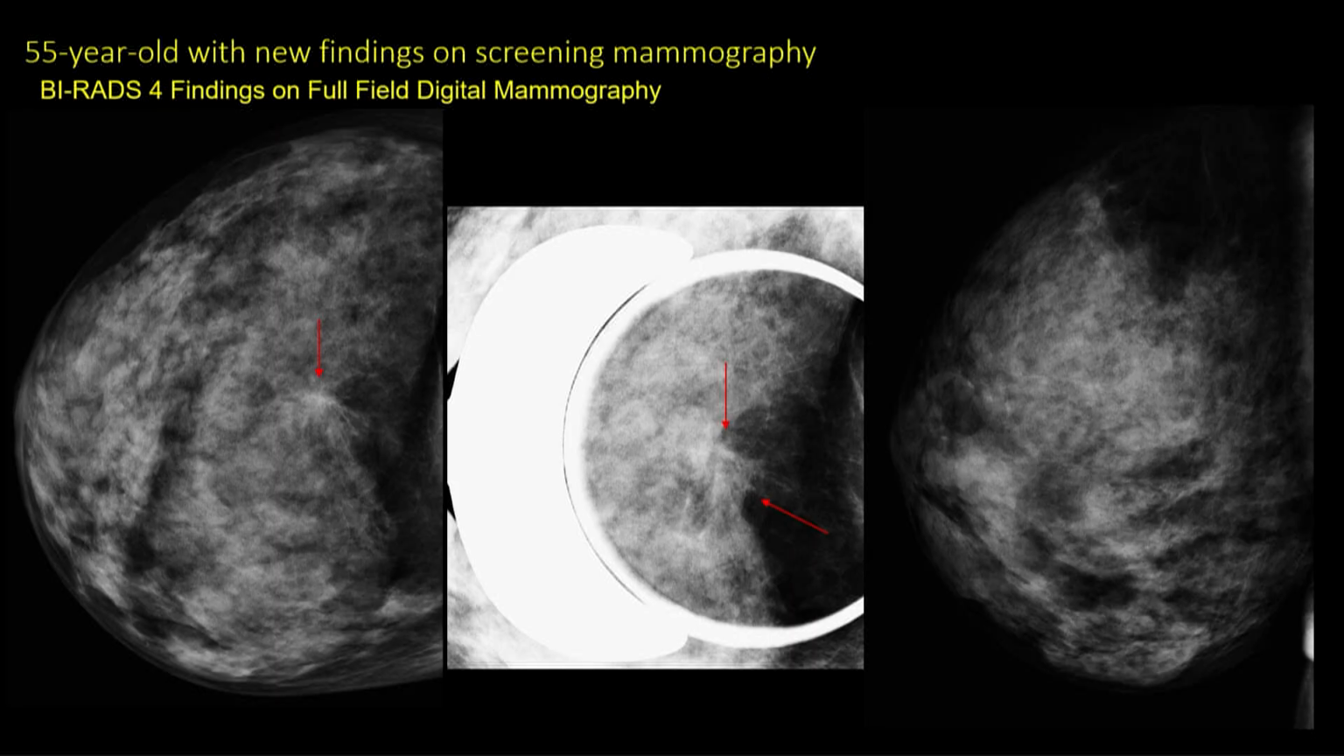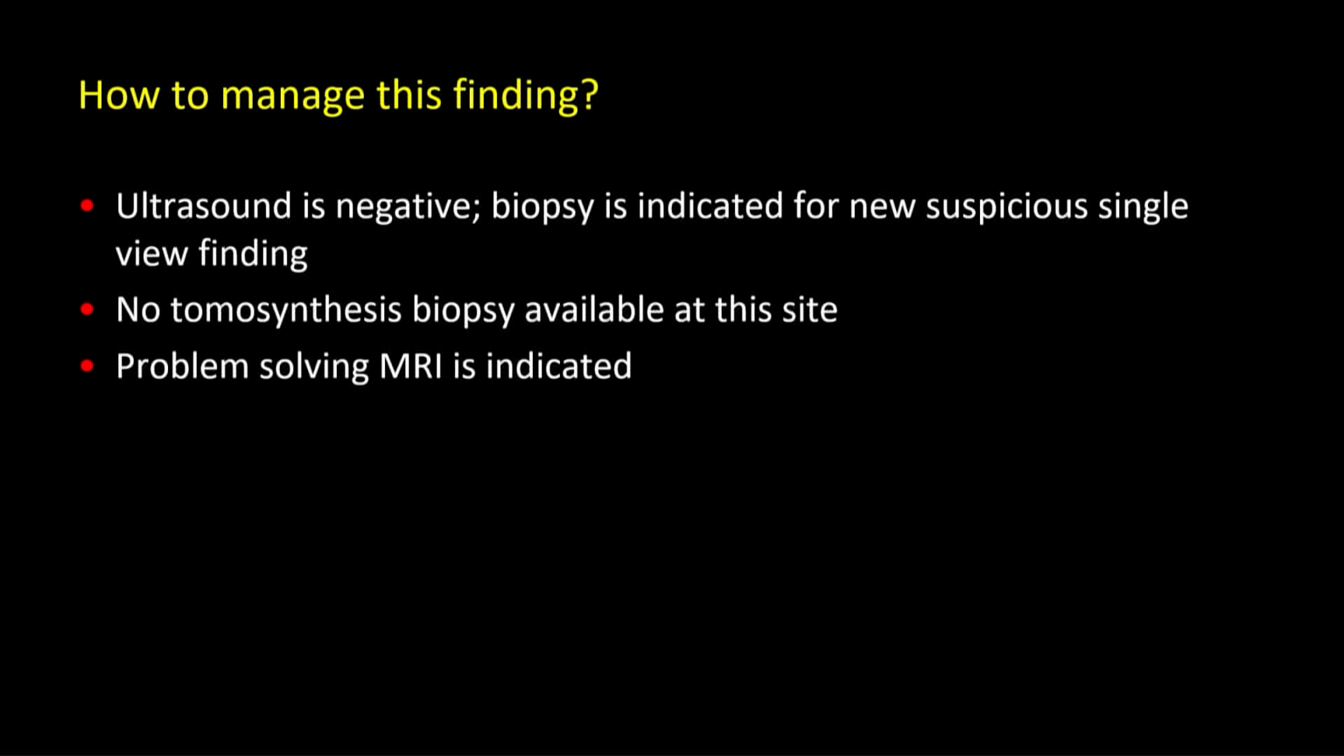So here's our first case. This is a 55-year-old woman with new findings on screening mammography, and this is with full field digital mammography, no tomosynthesis. This is a CC standard view of the right breast, and you can see here there's an asymmetry that persists on spot compression views with some suggestion of distortion. On the lateral view, there is no correlate. We started with targeted ultrasound. Ultrasound was negative. However, this is quite a suspicious finding. It's a suspicious single view finding with suggestion of distortion.